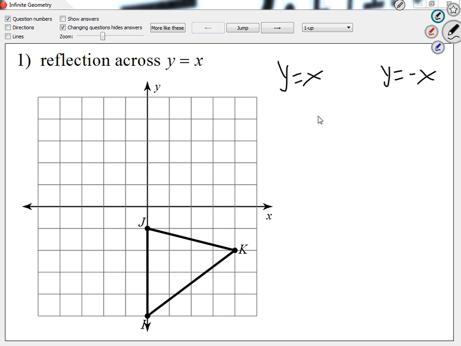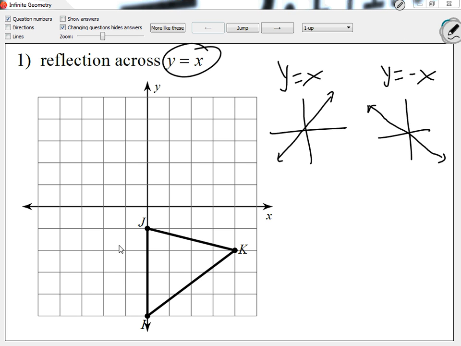For us to remember, given the coordinate plane, y equals x looks like that. Then y equals negative x, give or take, looks like that. Alright, so once again, that's basically the two we're going to be using for today. So looking at question number one, reflection across y equals x. So knowing how the line looks, let me draw my mirror line.